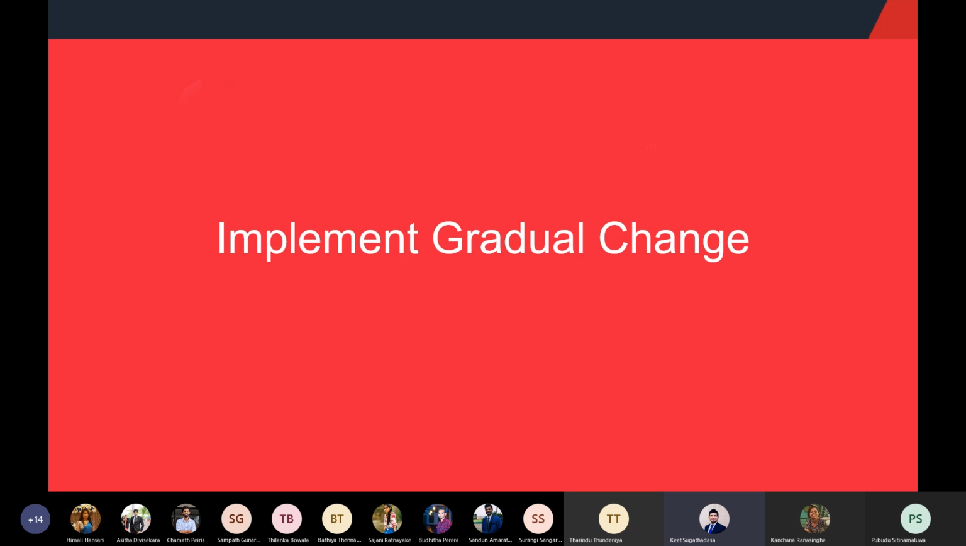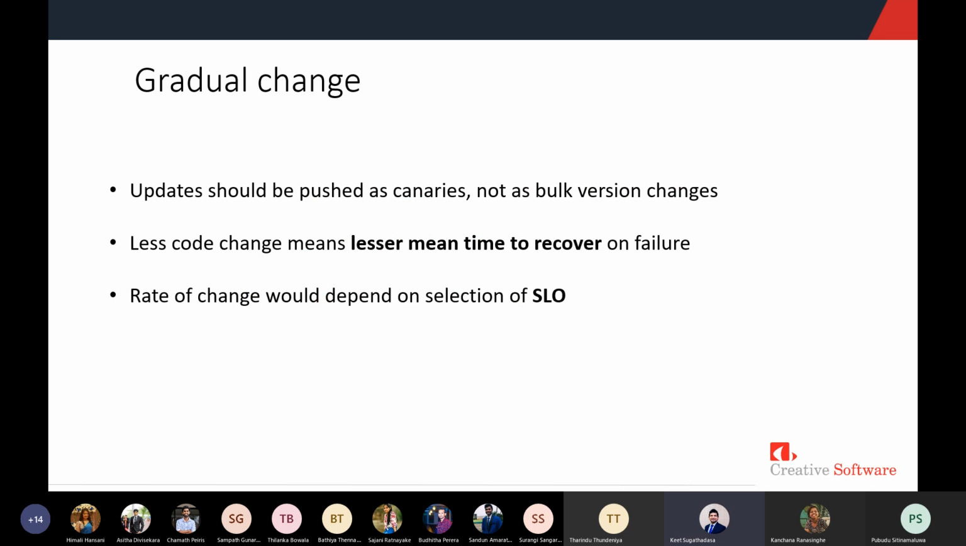And then another important concept is implementing gradual change. This is not necessarily related to site reliability engineering, but site reliability engineering actually ensures that this happens. So in things like what you see today, updates that we push to production should be pushed as canaries and not as bulk version changes. So I read this Facebook article once.